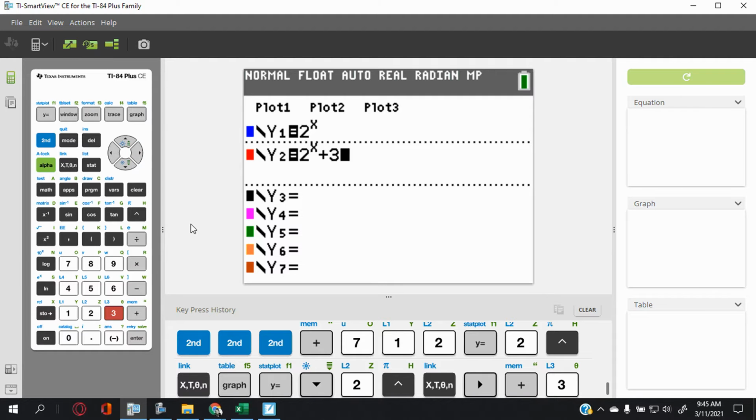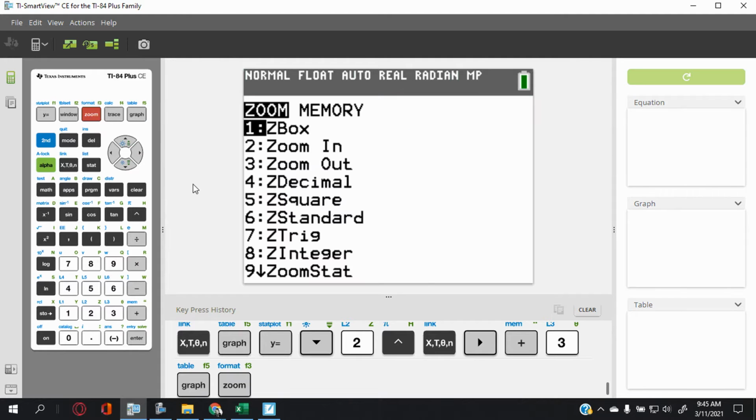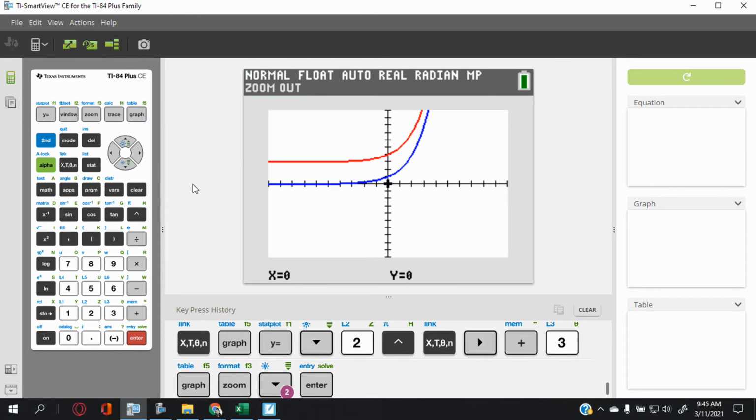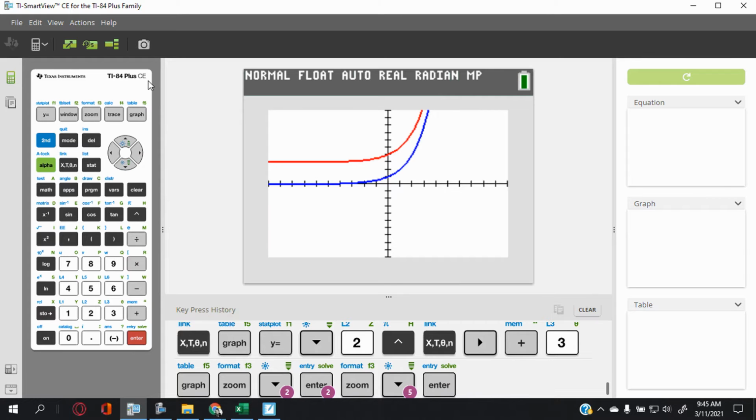So I'm going to graph that. Look and see what happens. You see that? The red line, the second line. What do you notice about this graph? Now I'm going to help you see this a little further, because I'm going to zoom out a little bit. I think I zoomed out a little too much, so let me just go back to standard. Notice that.